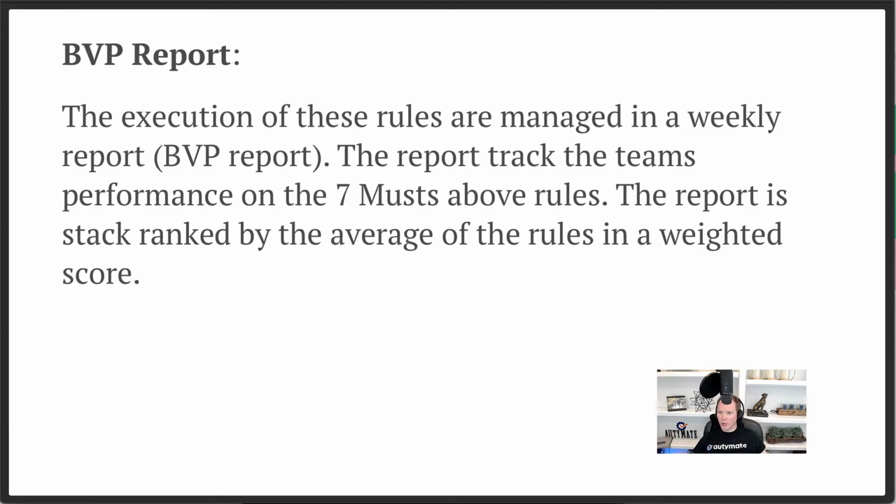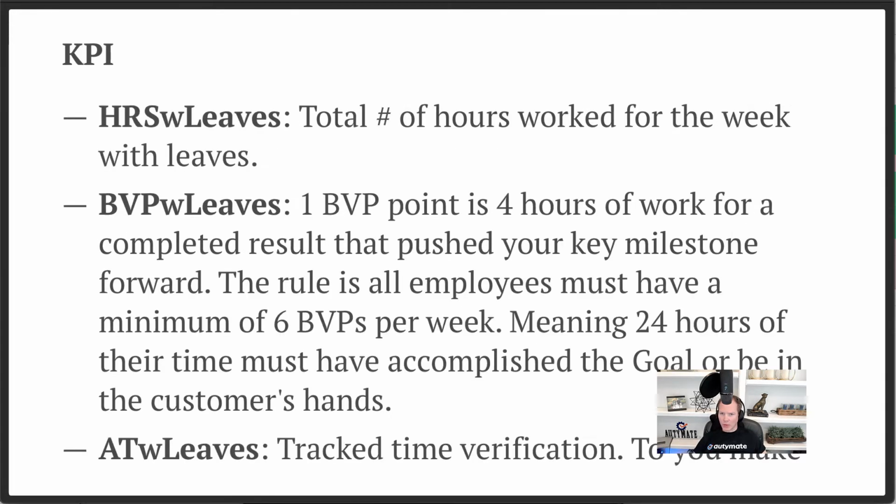The execution of these rules are managed in a weekly report called the BVP Report, which is Business Value Point Report. The report tracks the team's performance in the 7 musts above, and the report is stacked ranked by the average of the rules and a weighted score. So let me explain how this works. This KPI has the hours with leaves, which is the total number of hours worked for the week with leaves or holidays. The BVP with leaves.